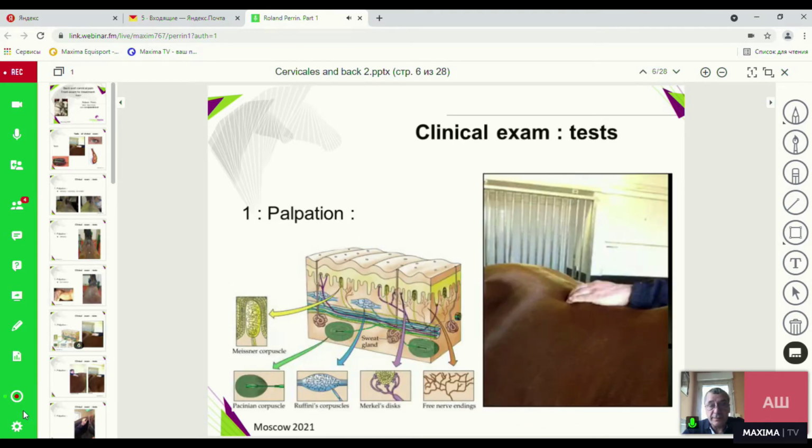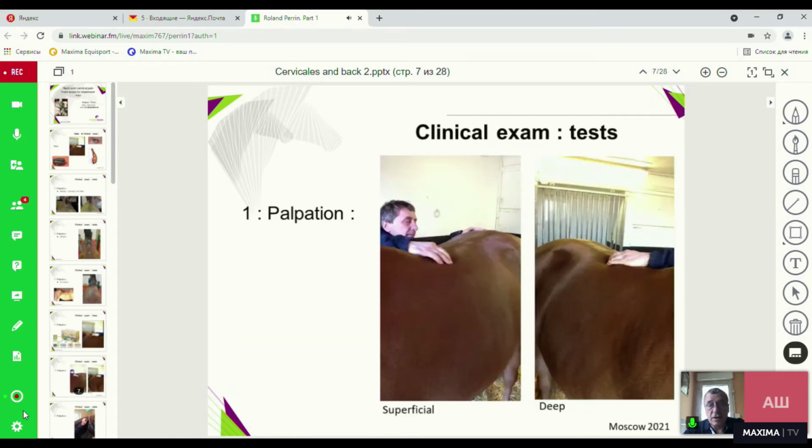After inspection we move on to palpation, real palpation. So when you do that, in fact, you look to find some pain. When we talk about palpation of the back and neck, this palpation is mainly associated with searching for sources of pain. And when you do that, you have to push a lot on the muscle and try to find out if you have superficial pain or deep pain.